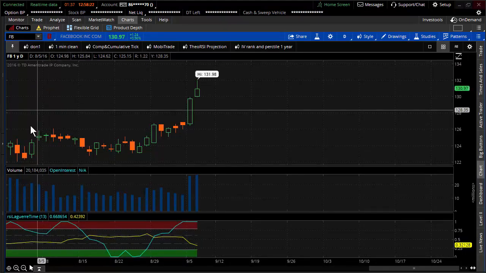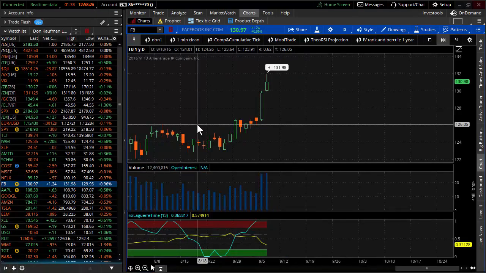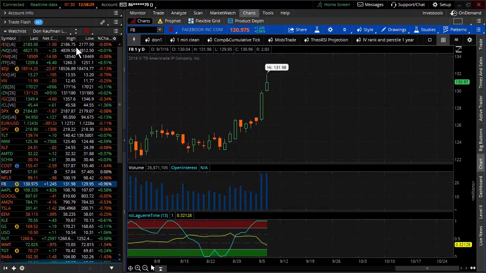Nevertheless, let's keep in mind and look for this move in Facebook in the coming days. It's all the proper setup in an otherwise extremely dull market.